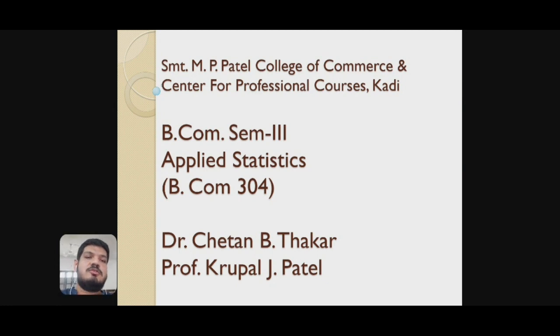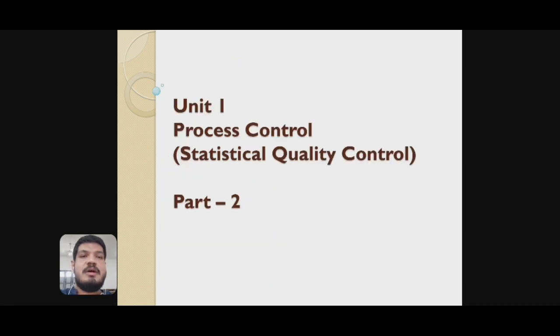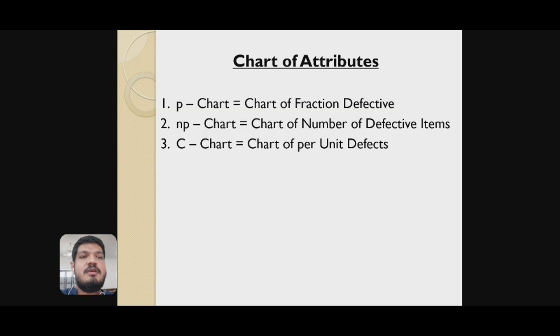Hello friends. In the last lecture we already studied about SQC and some part of it. Today we are going to start with charts of attributes, because in the last chapter we already studied charts of variables, the X bar chart and R chart. So today we start with charts of attributes, that is the P chart, NP chart and C chart, that is chart of fraction defective, chart of number of defective items and chart of per unit defects.